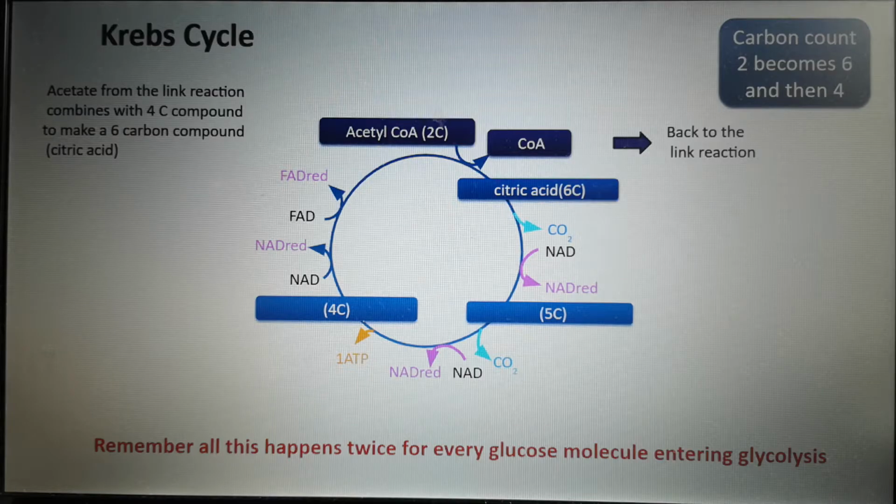Okay, so let's have a look at this. This is what you need to know about the Krebs cycle for this course. Okay, so our carbon count, 2 becomes 6 and then becomes 4. So what do I mean by that? So our 2-carbon acetyl compound that was produced in the link reaction is attached to a coenzyme, coenzyme A. And the whole purpose of coenzyme A is to carry the 2-carbon acetyl compound to the Krebs cycle.